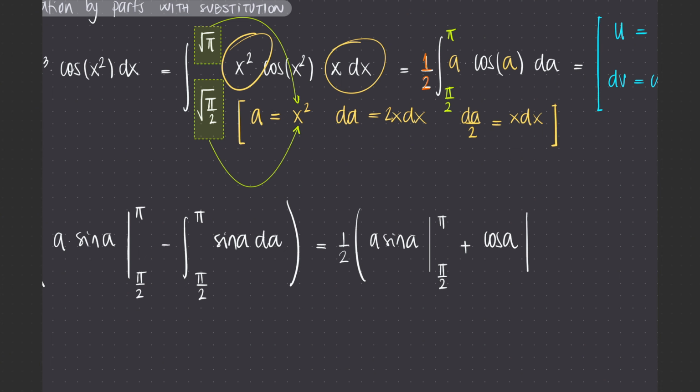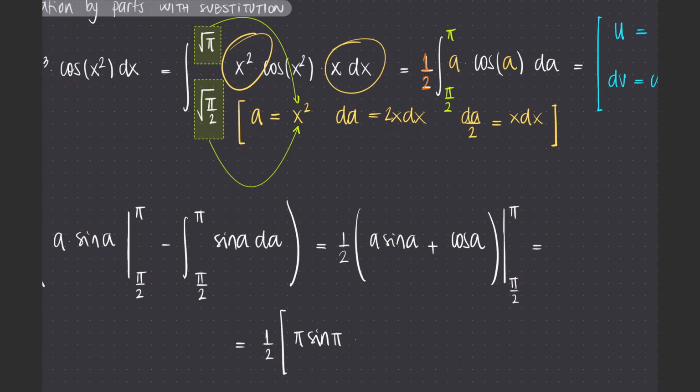And given that the upper and the lower bounds here are also pi over 2 to pi, you can substitute or write both of these upper and lower bounds over here from pi over 2 to pi. Now let's start with the upper bound. So we have pi times sine of pi plus cosine of pi minus pi over 2 sine of pi over 2 plus cosine of pi over 2.